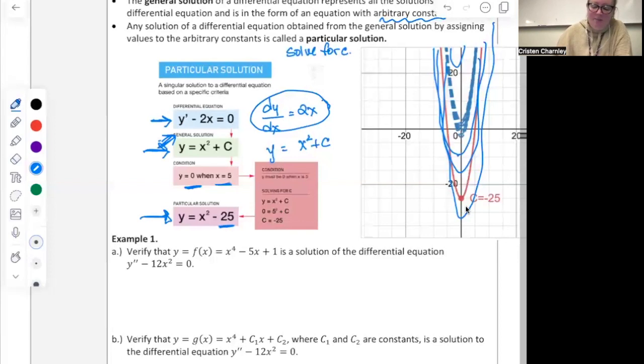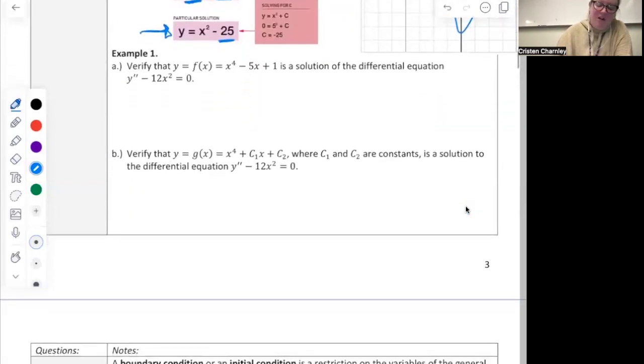So example 1, this word verify here is our clue. Verify that y equals f of x equals x to the fourth minus 5x plus 1 is the solution of the differential equation y double prime minus 12x squared equals 0. So what we're going to do is substitute into that second derivative. So I have to find a second derivative. So y equals x to the fourth minus 5x plus 1. To get to a second derivative, we know we need the first derivative. And so my second derivative is 12x squared.